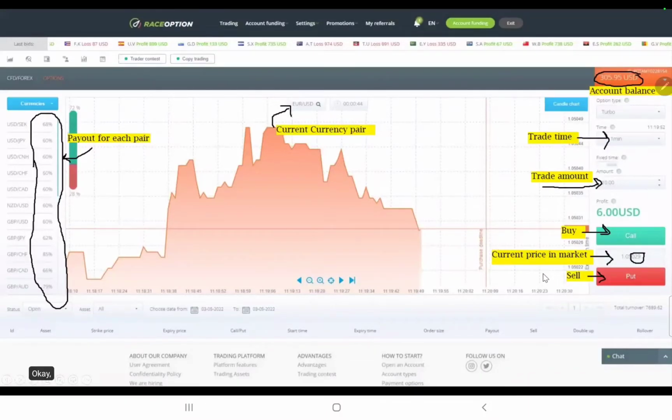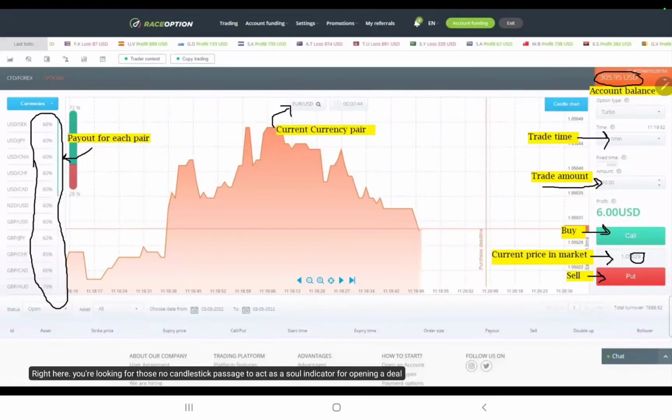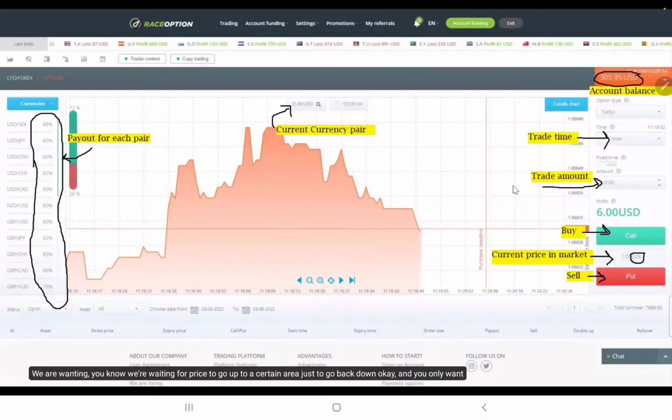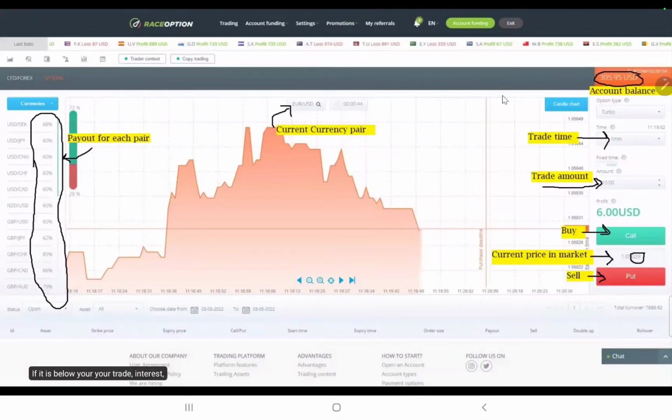When we call out trades, we only say the last 3 numbers of the pips. So say I call out 1.0509 right here, you're looking for those last 3 numbers. It's important to remember that no candlestick pattern should act as a sole indicator for opening a deal. So that is what we're saying: the last 3 numbers up here, that's all you're wanting to look at. And then for a sell, we're waiting for price to go up to a certain area just to go back down. You're only winning that trade if it is below your trade entry for a put.